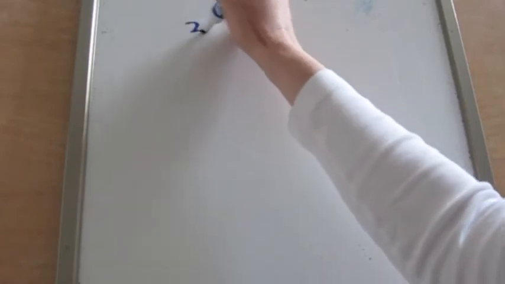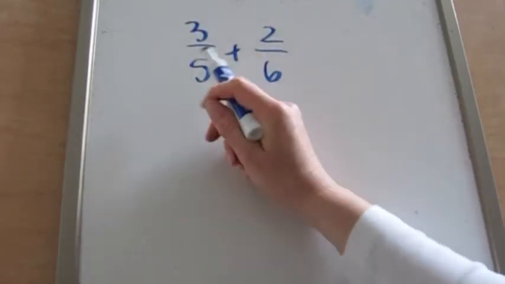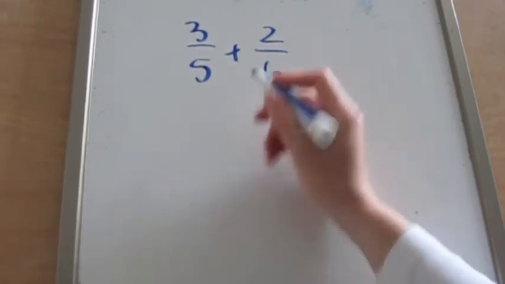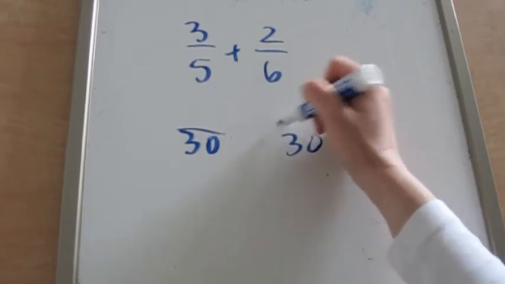Now let's take a look at uncommon denominators. For example, here we have 5 and 6 as our uncommon denominators. Remember that our goal is to find a common multiple between 5 and 6, and the lowest one is going to be 30.